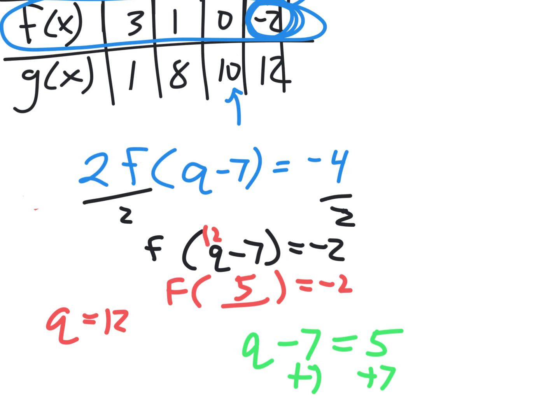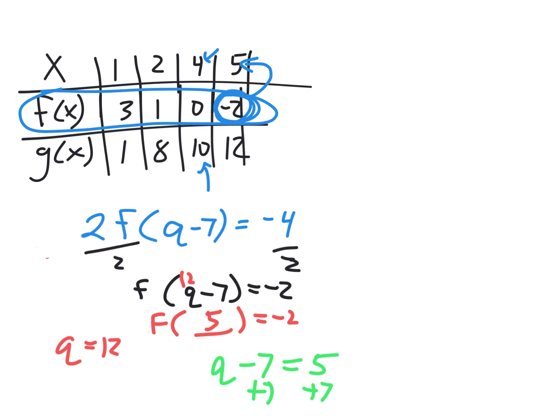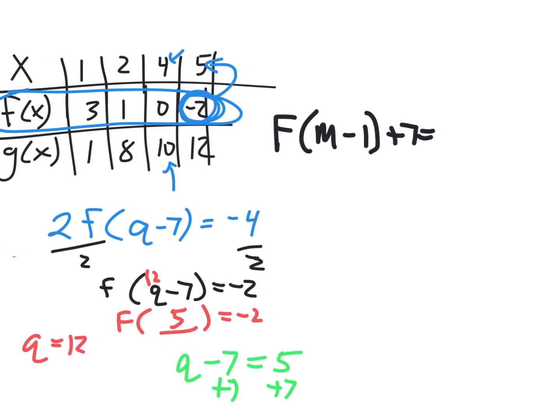Okay. One more like that without the help. F of m minus 1 plus 7 is equal to 10. F of m minus 1 plus 7 equals 10. Pause for a sec while you give that a shot. Did you know to subtract 7 from both sides first? F of m minus 1 is 3.